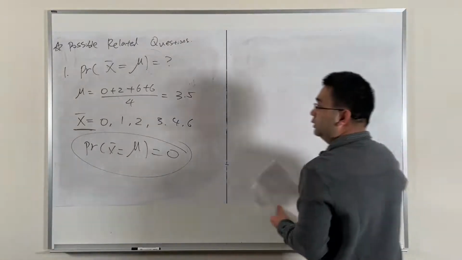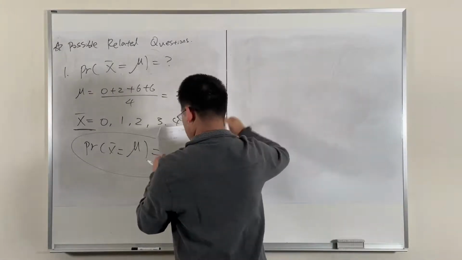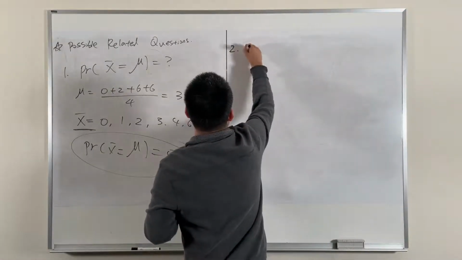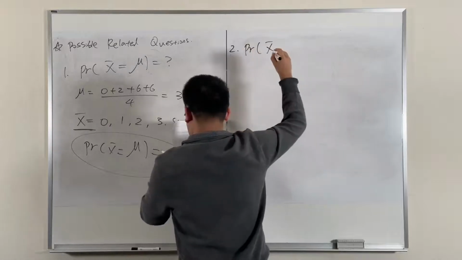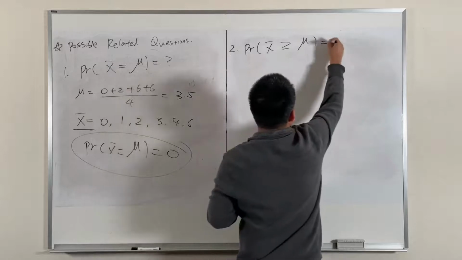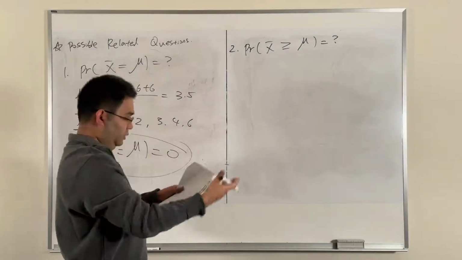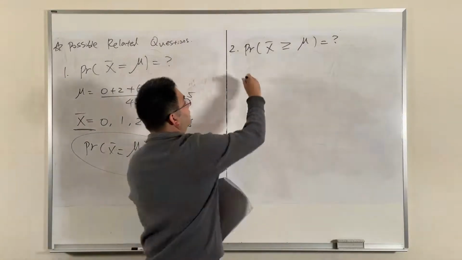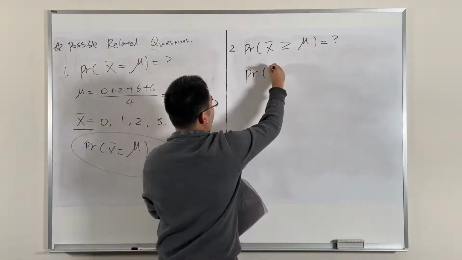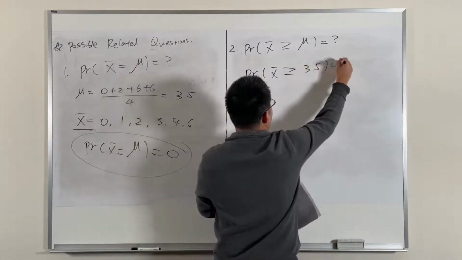Okay, the next question is, what's the probability that your sample mean is greater than mu? So what's the probability that the sample mean you have is greater than the population mean? So let's calculate it. The probability of x bar greater than or equal to 3.5.